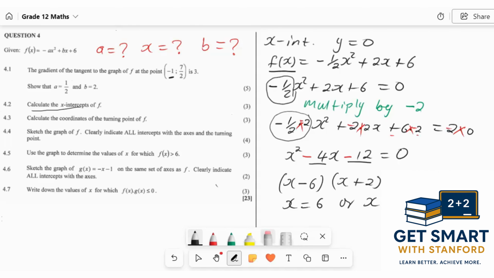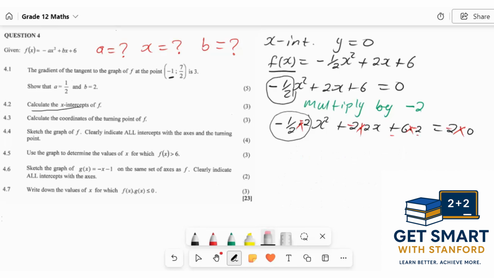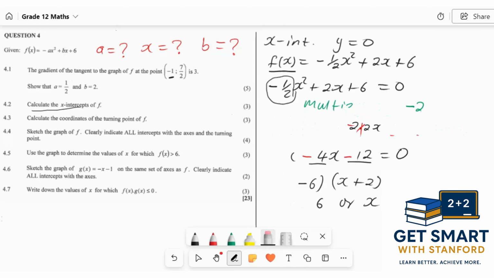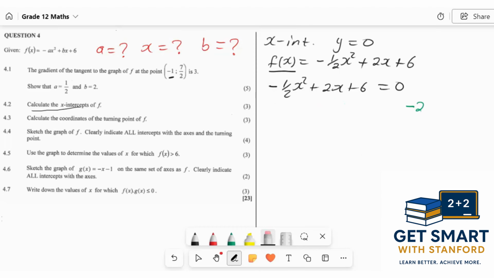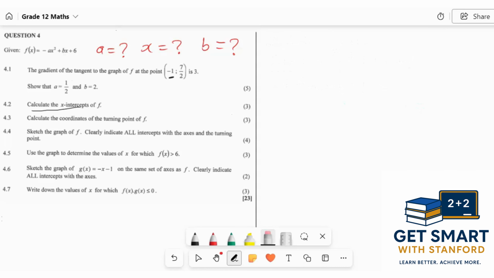So that basically tells you that you're not going to do a whole lot of work. Done calculating the x-intercepts, and you've got your 3 marks in the back. Now what are they saying? They say calculate the coordinates of the turning point of f.